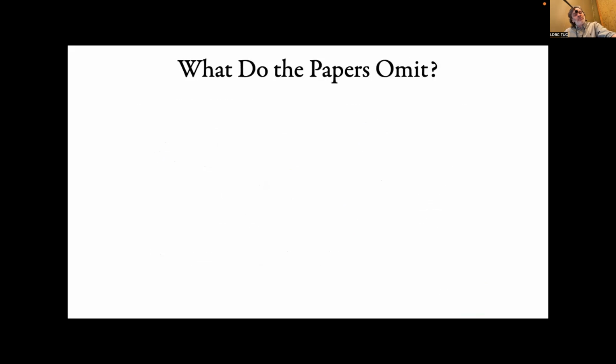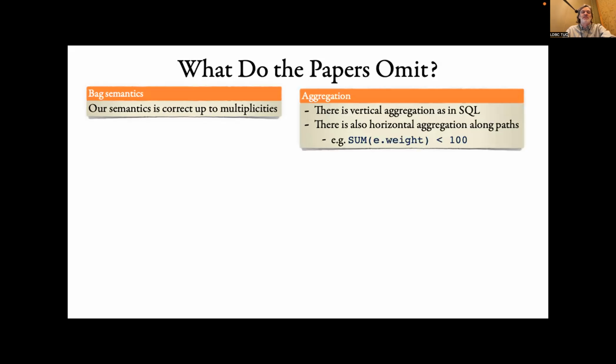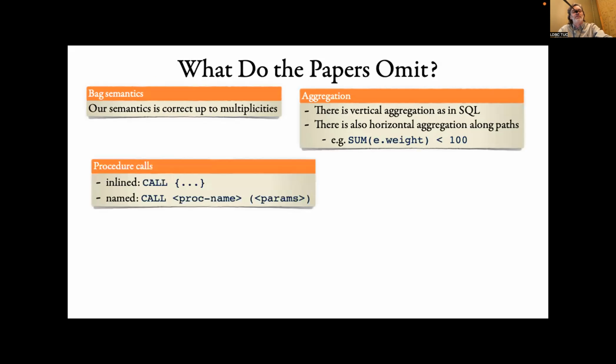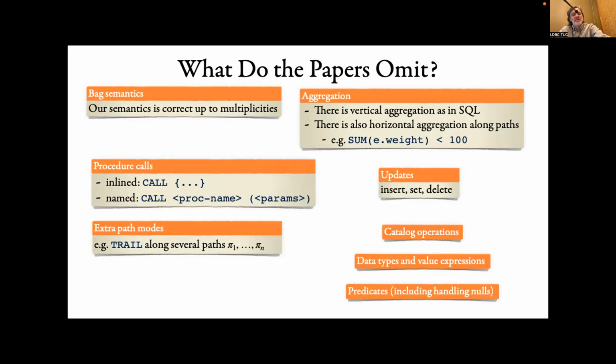Okay. So the paper omitted, of course, a few things because you cannot distill 550 pages into 4, right? Otherwise, what was the committee working on all these years? And again, in the spirit of going from a real language to reconstruction, we omitted the bag semantics, so everything that has to do with multiplicities. We didn't add aggregation. Again, the first textbook on relational databases will talk about relational calculus. It will not include aggregation in relational calculus. We omitted procedure calls, updates, and some path modes were included, not all, and things like catalog operations, data types, and so on.